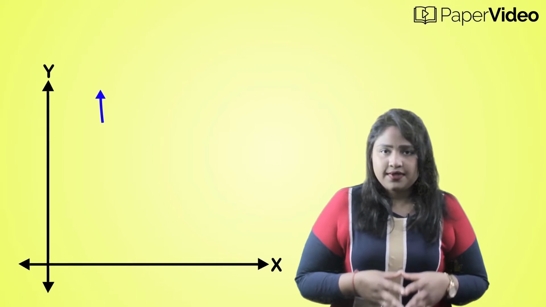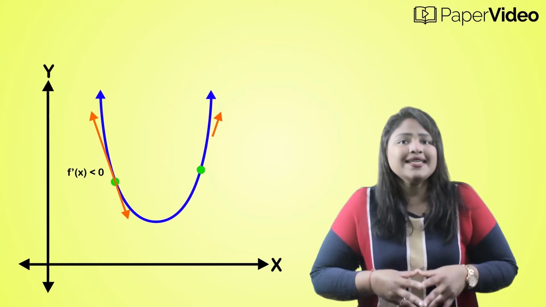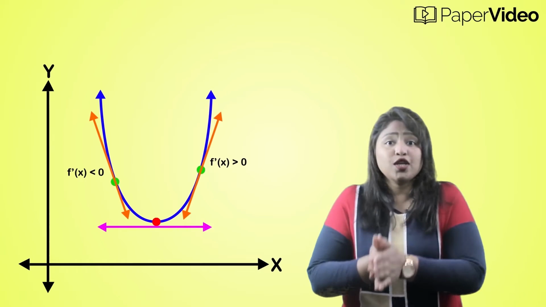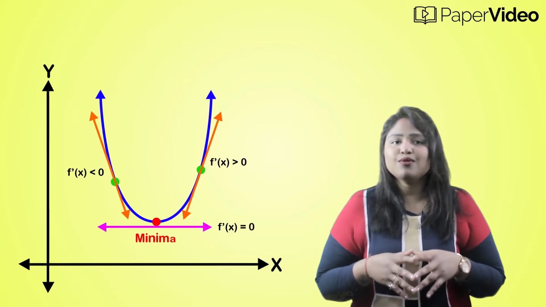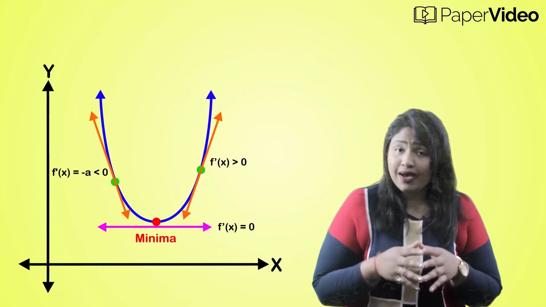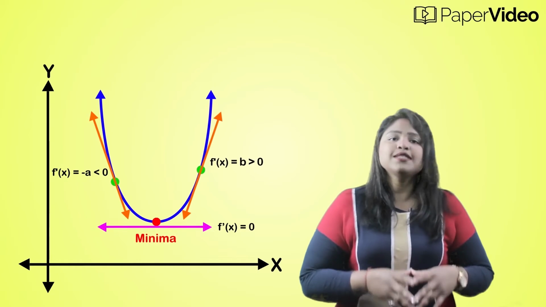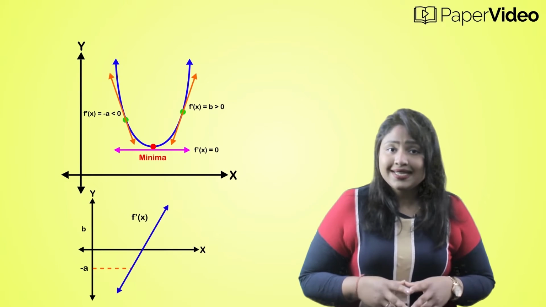In the first derivative test, we also discussed that when the derivative of a function changes its sign from negative to positive when passing through a point, then that point is the point of minima. Suppose the derivative of a function at this point is minus a and at this point is b. So the graph of f dash x will be drawn like this.